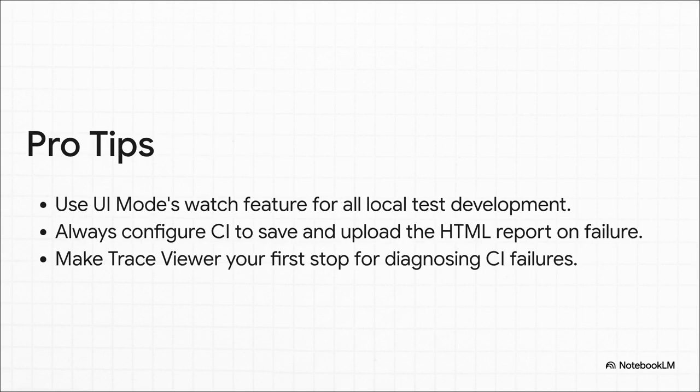So here's what the pros do instead. They use UI mode's watch feature for pretty much all local test development. Why? Because it's just faster. They always configure their CI pipeline to save and upload that HTML report, especially when a test fails. And for any tricky, intermittent CI bug, the trace viewer is always their first stop. Not the logs, the trace.